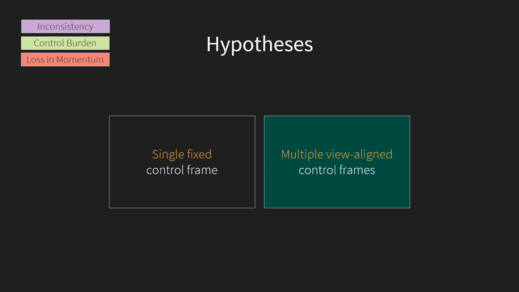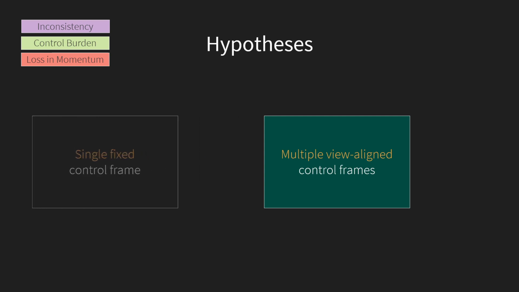The use of a single control frame results in high inconsistency and no switching costs. The use of multiple view-aligned control frames results in negligible inconsistency and some control burden and loss in momentum. We expect the total cost to be lower with multiple control frames and thus expect better outcomes. Our second hypothesis is regarding selection of the control frame when there are multiple frames.